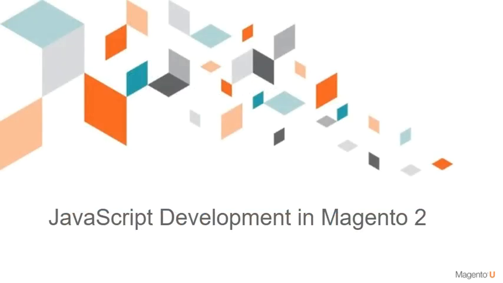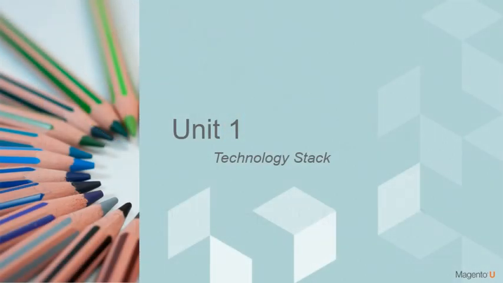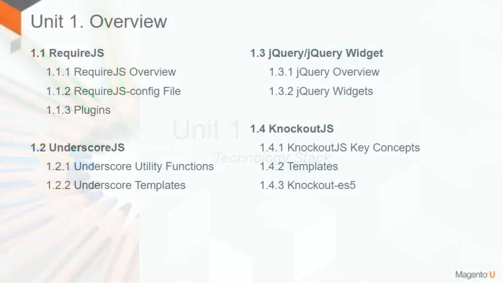JavaScript in Magento 2. This course was developed using Magento 2.2 software. Unit 1. Technology Stack. This unit provides an overview of require.js, Underscore.js, jQuery and jQuery widgets, and knockout.js.